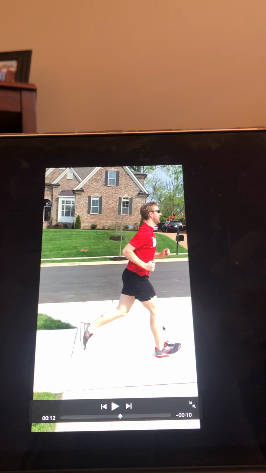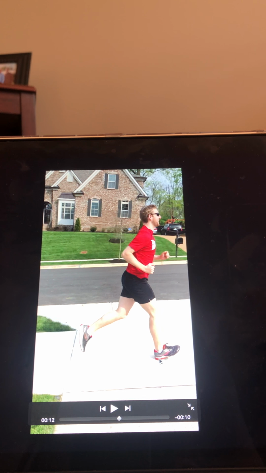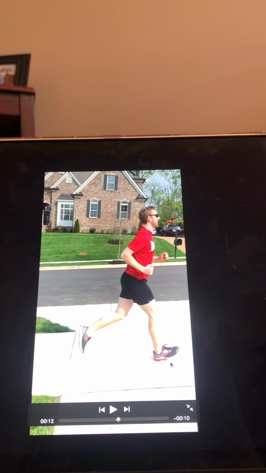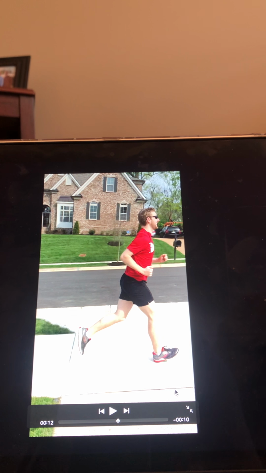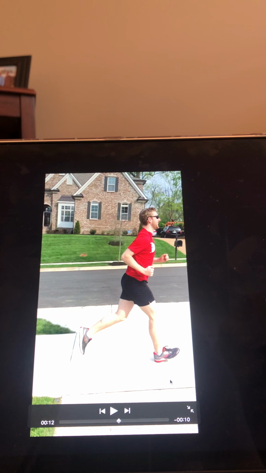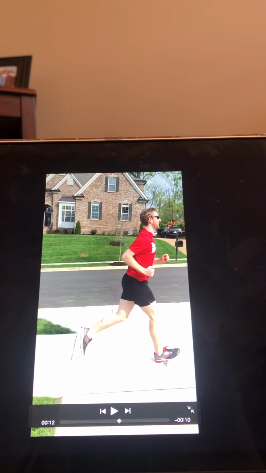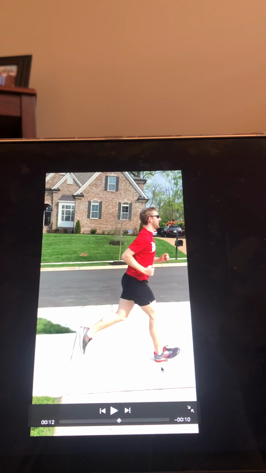And his foot angle at impact is right here. This is about 5 degrees, I would say. And then his strike pattern is a rear foot striker. So you can see this because the giraffe would be going through his heel, as his heel is the first thing to contact the ground.